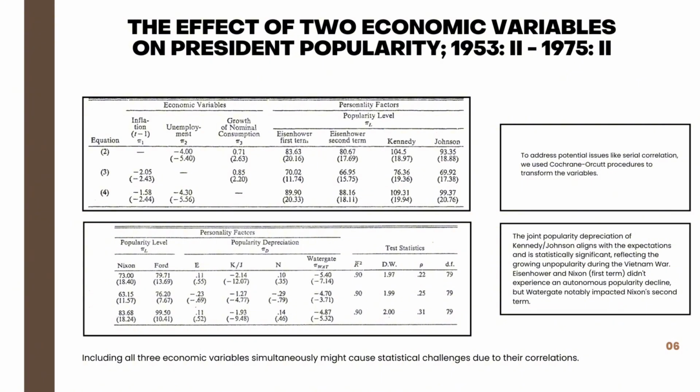Notably, the joint popularity depreciation of Kennedy and Johnson aligns with the expectations and is statistically significant, reflecting the growing unpopularity during the Vietnam War. Eisenhower and Nixon in the first term didn't experience an autonomous popularity decline, but Watergate notably impacted Nixon's second term. The results from the table indicate that our theoretical model fits well and captures the essential structure. Specifically, all three economic variables significantly influence presidential popularity.